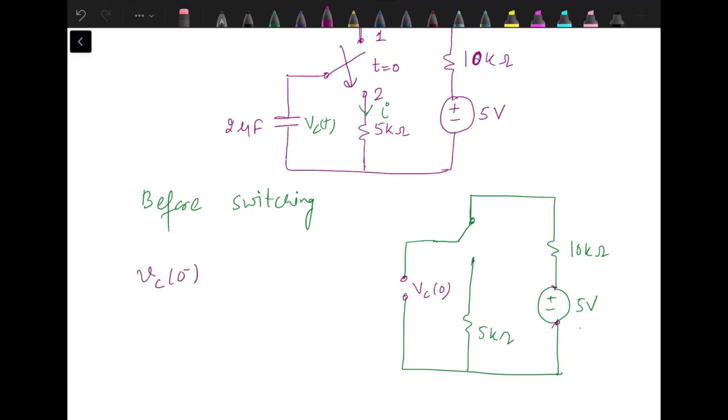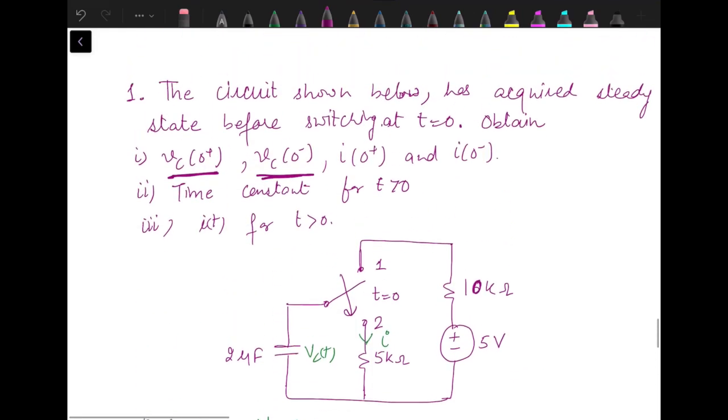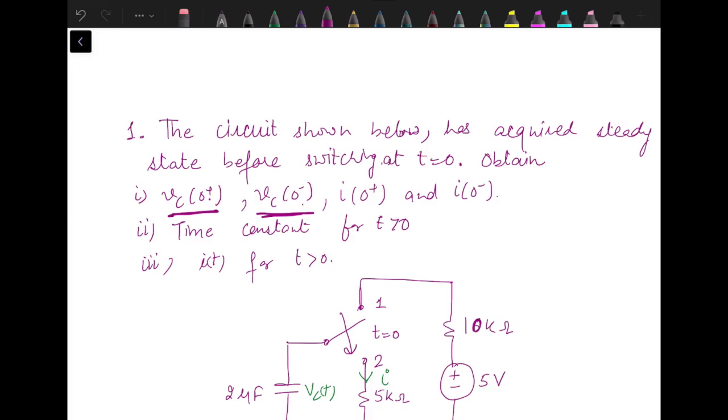So Vc0 minus, which is same as Vc0, same as Vc0 plus, is actually 5 volts, because capacitor has a property that it opposes the instantaneous change in voltage. So whatever the voltage is there just before the switching, that will be same as after the switching as well as at the instant of switching. 0 minus just before the switching, 0 instant of switching, 0 plus just after the switching. So all of them are actually 5 volt. So this is what was asked in the first part.